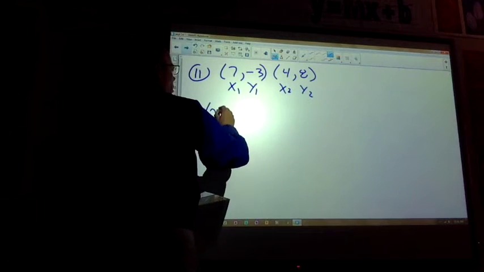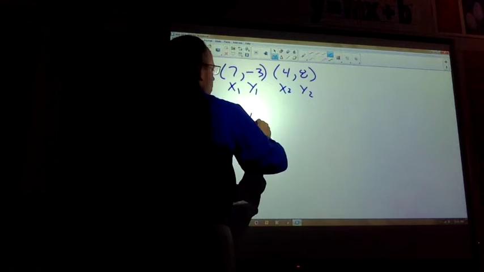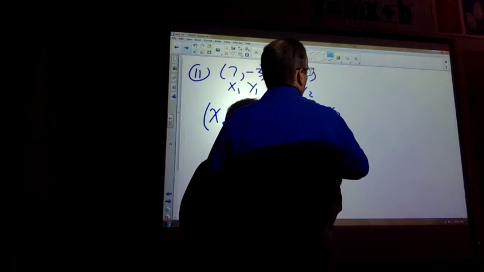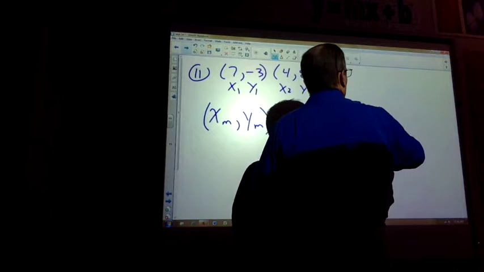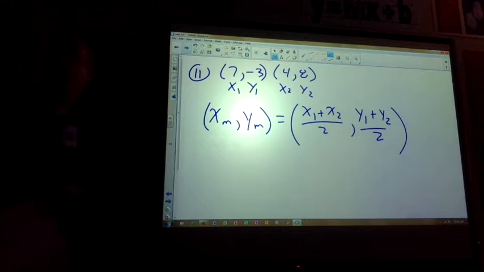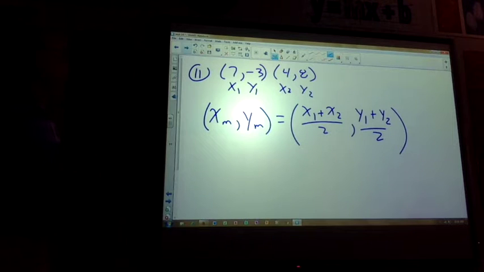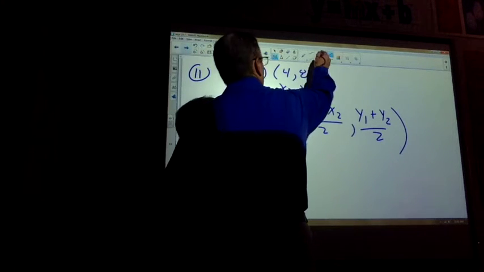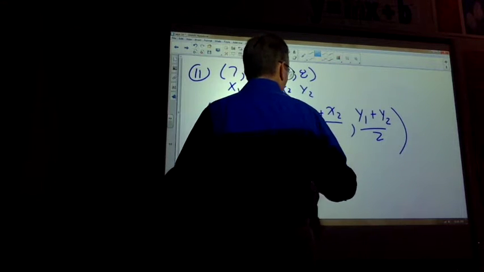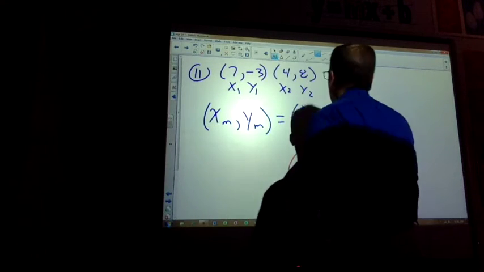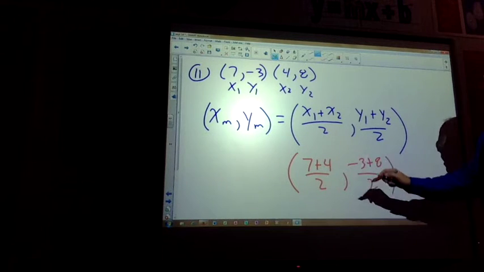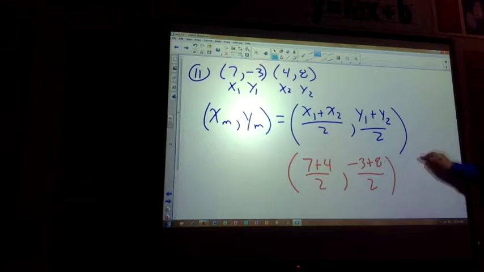I know my midpoint formula is x midpoint, y midpoint equals x1 plus x2 divided by 2, y1 plus y2 over 2. Again, you need to know that formula as far as I know. Let's plug in our stuff. For x, we have 7 plus 4 over 2. And I have negative 3 plus 8 over 2. 7 plus 4 is 11. 11 over 2 is 11 over 2.